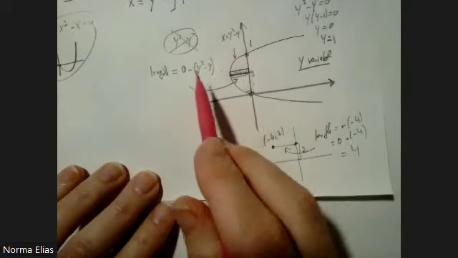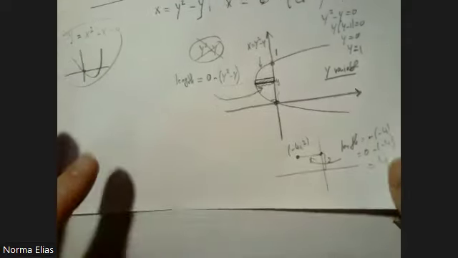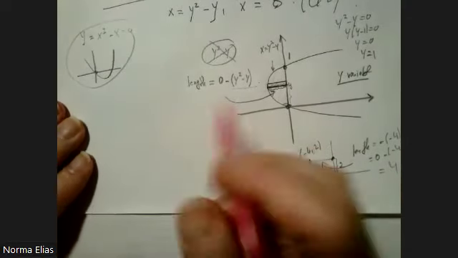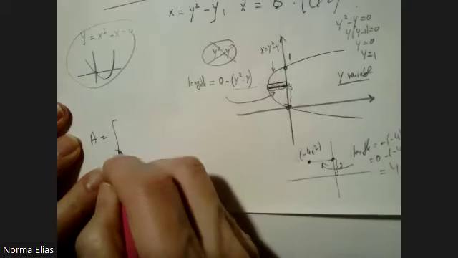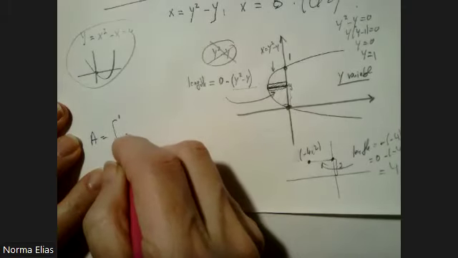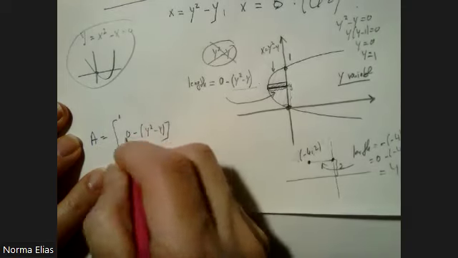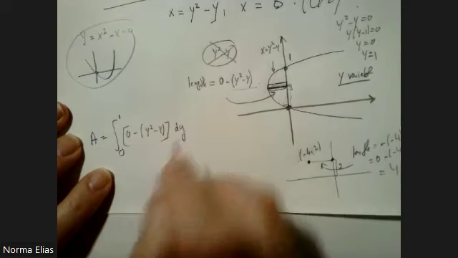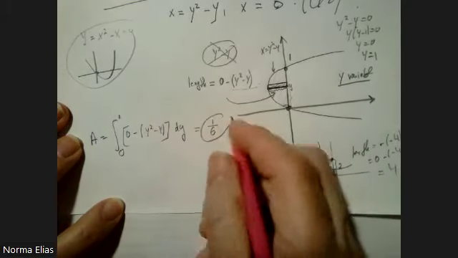The length is 0, the right value, minus y squared minus y. So that was the mistake of a lot of students. And with this in mind, the area is going to be the integral from 0 to 1 of 0, the right value, minus the left value dy. And with this setup, you actually get the positive number 1/6.